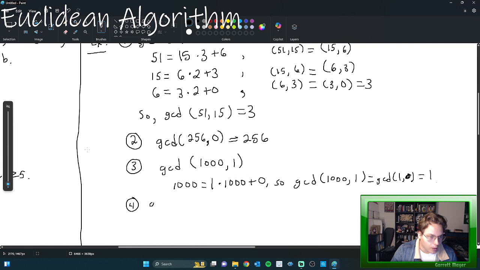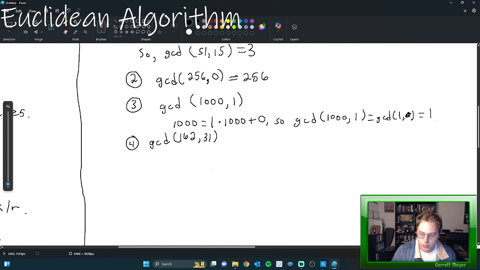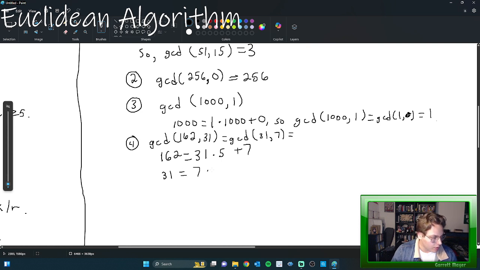Okay. So for the fourth one, we're going to do one more example, which is going to be a more involved example here. So the GCD of 162 and 31. So to start, we're just going to break apart 162 by using the division algorithm on it and 31. So 162 is 31 times 5 plus 7. So GCD of that is GCD of 31 and 7. And then now we can split apart 31 and 7. So 31 is 7 times 4 plus 3.